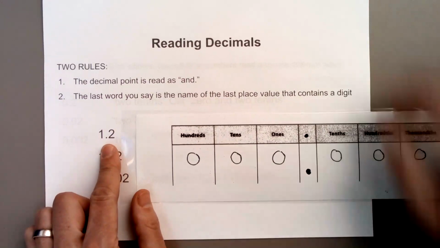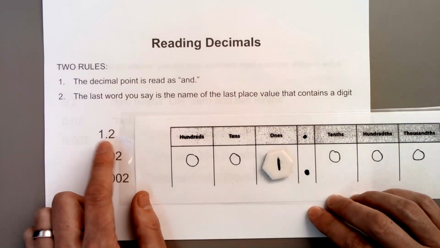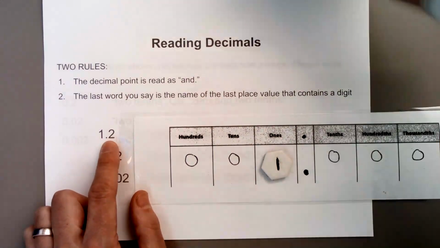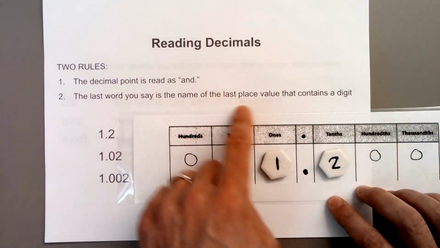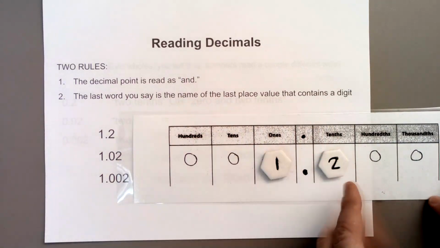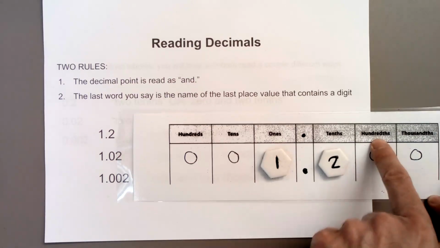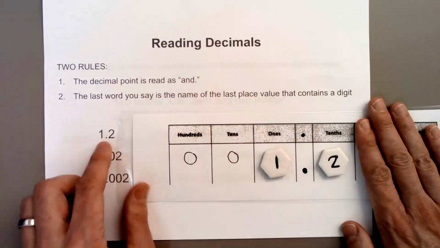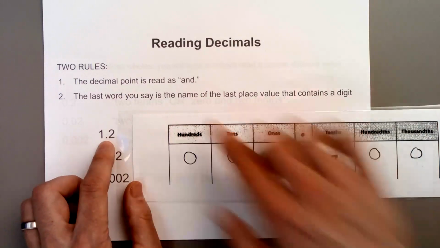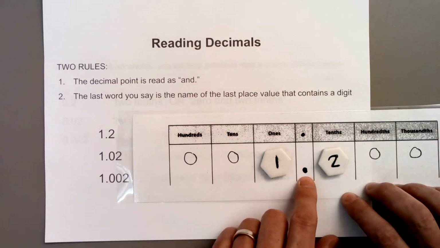So this number right here, I have a 1 just to the left of the decimal. That is the ones place. And then I have a 2 just to the right of the decimal, and that place value is the tenths place. So rule number 2, the last word that you say is the name of the last place value that contains a digit. So the tenths place is the last place value that contains a digit. There are no digits here, they're just zero. I have these zeros as placeholders. So I don't say hundreds or thousands because there are no digits there. I'm going to say tenths. That's going to be the last word I say. So I'm going to read this as 1 and, because the decimal point is read as "and," 1 and 2 tenths.